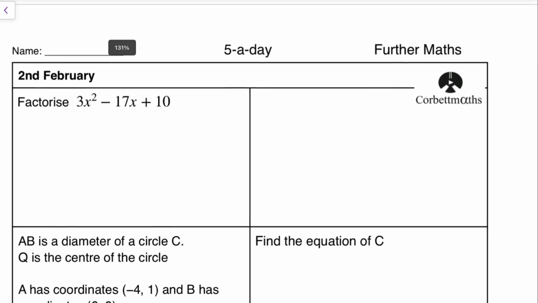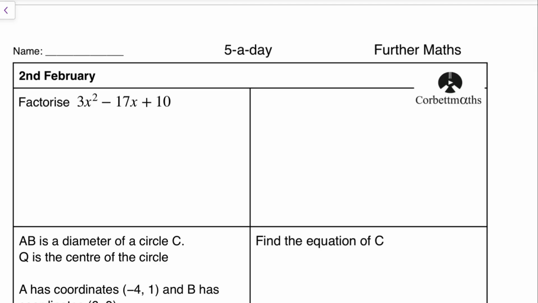Let's just go with the first question. Okay, so we've got it could be a GCSE question or a further maths question. This one, we've got a factorise. There's obviously two ways of doing it. You could just have a go, try the numbers, and the other one's the algorithm way.